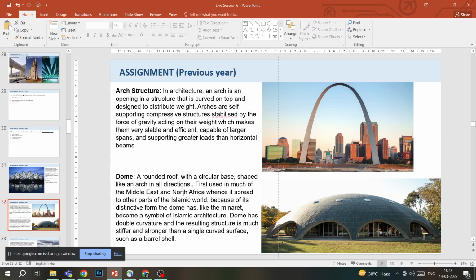So arches are self-supporting compressive structures. Arches are actually compressive structures. They take all the compressive loads and transfer them, and they are stabilized by the force of gravity acting on their weight, which makes them very stable and efficient and capable of larger spans.